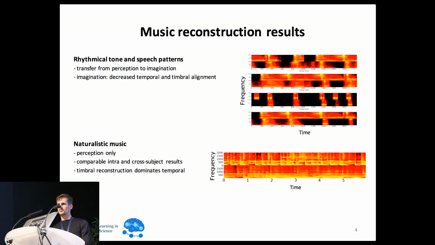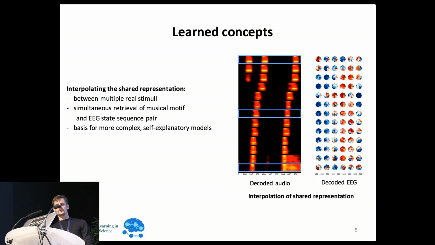However, here the rhythmical and temporal aspects really were dominated by the timbral aspect. Now here we see that within this latent space, we could learn some concepts. Here's an example for interpolating between a rhythmical trial into a speech trial. And for this interpolation between real stimuli, we also get the corresponding brain patterns.